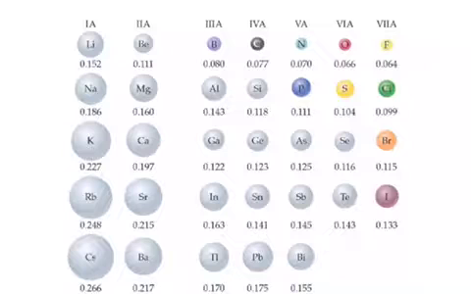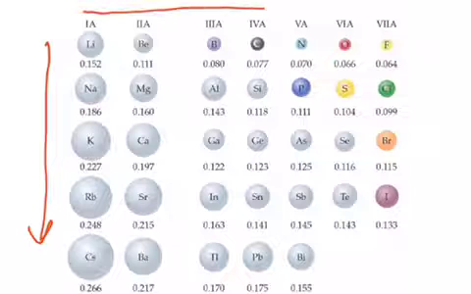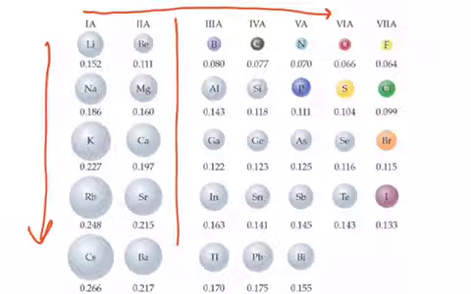Notice atoms get bigger as you go down, and they get smaller as you go across. Now, this picture is also in your textbook, and these atoms are measured in nanometers, okay? And the transition metals were left out for simplicity. Now, you will notice that this is a general pattern.